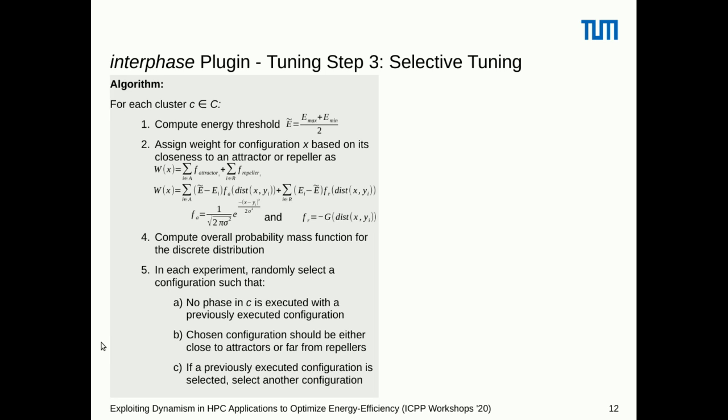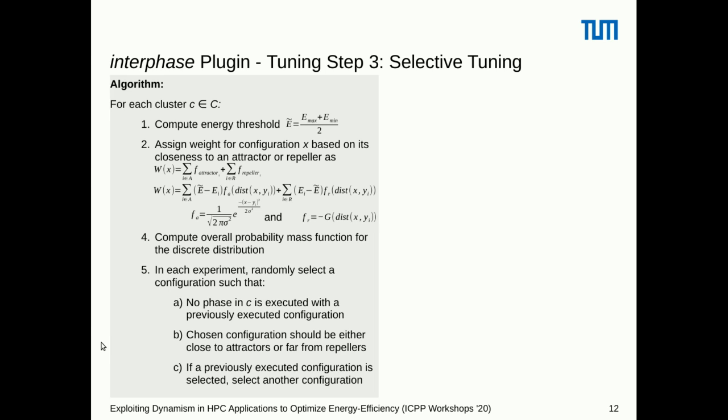First, no phase will be executed with a previously executed configuration. Second, the chosen configuration should be either close to the attractors or far from the repellers. And finally, if a previously executed configuration is selected, it is discarded and another configuration is selected. We illustrate the conditions using an example.